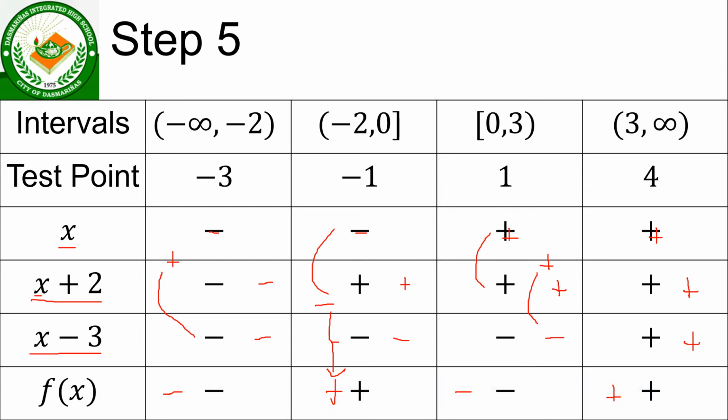Negative, positive, negative, positive. So these will be the sign of the function for each interval. Meaning to say, for the first interval, it is located below the x-axis. For the second interval, it is located above the x-axis. For our third, it is located below the x-axis, and for the fourth interval, since it is positive, it is located above the x-axis.